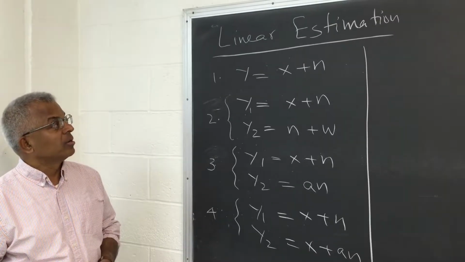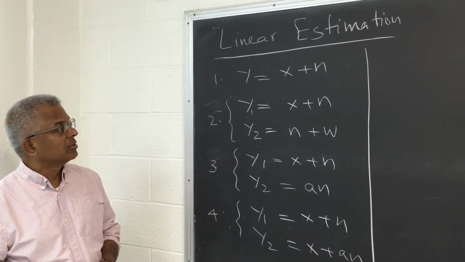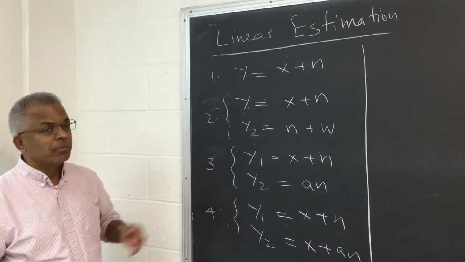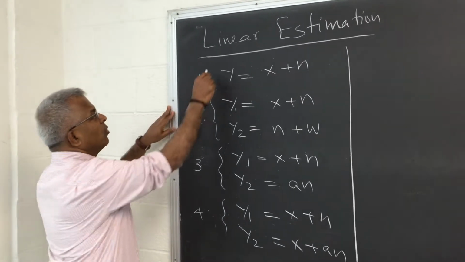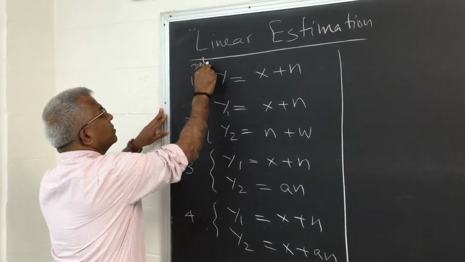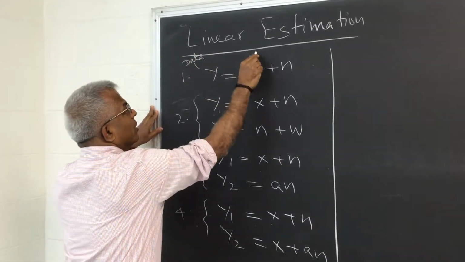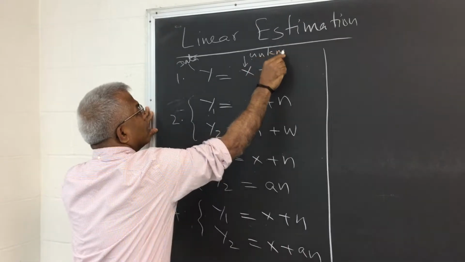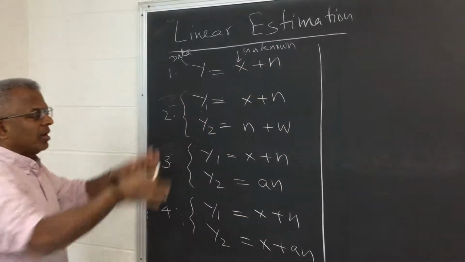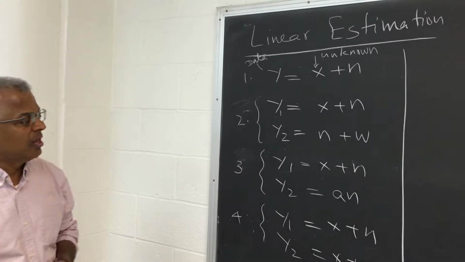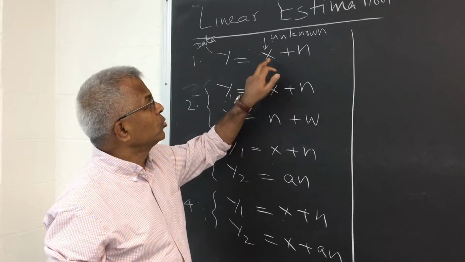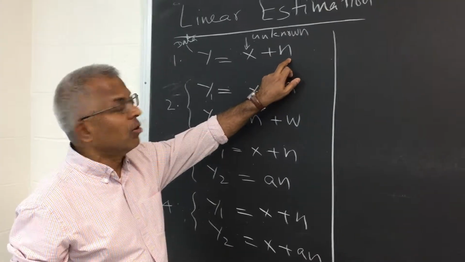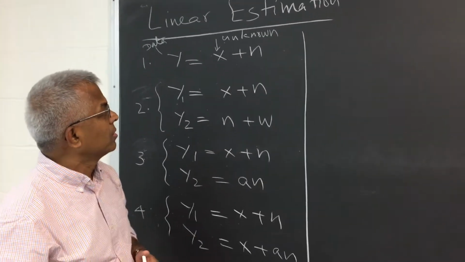Alright, so let's look at some linear estimation problems. I have written up different problems here. Y is of course the data, and let's say x is the unknown. The way I have set up everything, whatever you see here is a random variable. In other words, this is noise. So we'll make the usual assumptions: the data and the noise are uncorrelated.